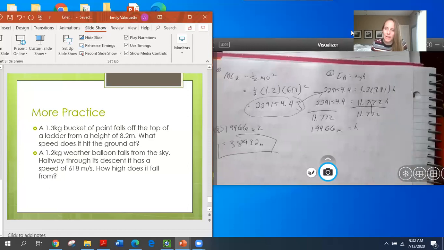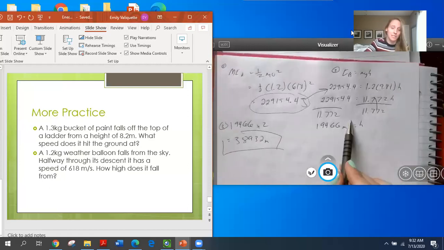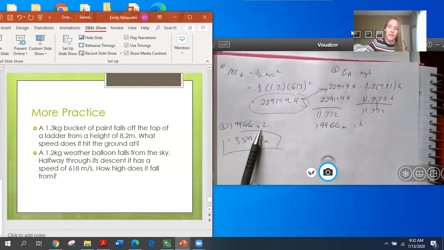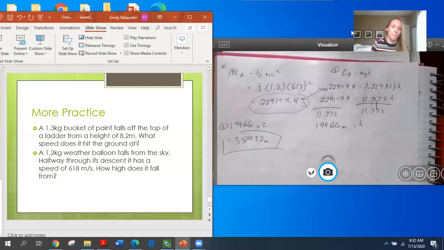The only thing we have to remember is that this is the height halfway through the descent, because that was the speed halfway through the descent. So we just multiply it by 2 to figure out what height the descent actually started at. You will get 38,932 meters.